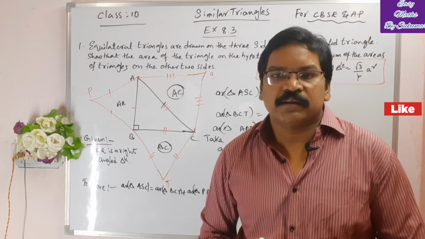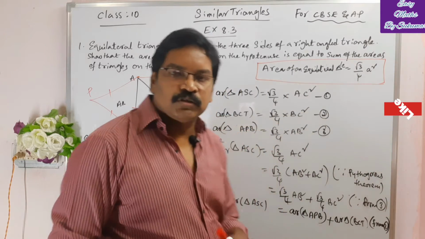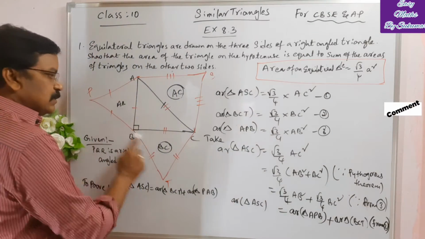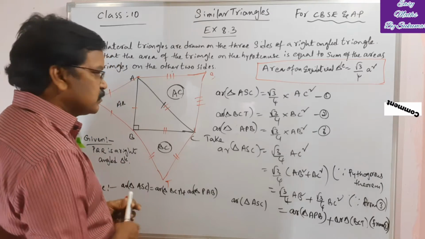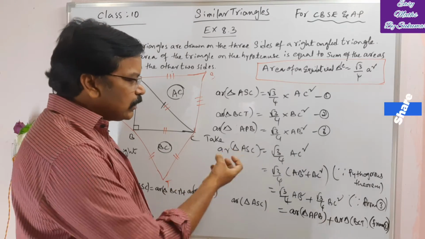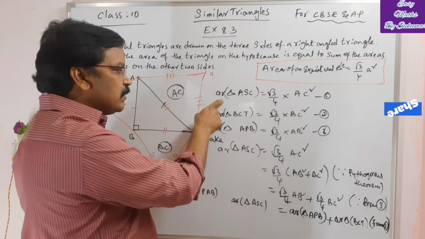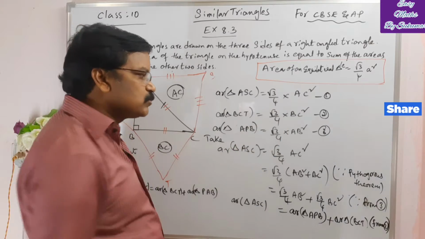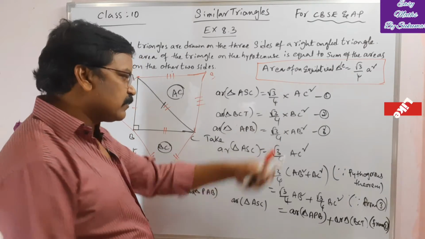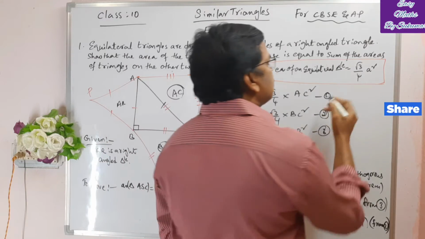These two are what? The sum of the areas of triangles on the other two sides of this right angled triangle. It's very, very simple. Don't confuse. I have taken only these 3 steps. Area of triangle ASC means root 3 by 4 AC square. Area of triangle BCT means root 3 by 4 BC square. Area of triangle APB is equal to root 3 by 4 AB square. Here you can write the reason.